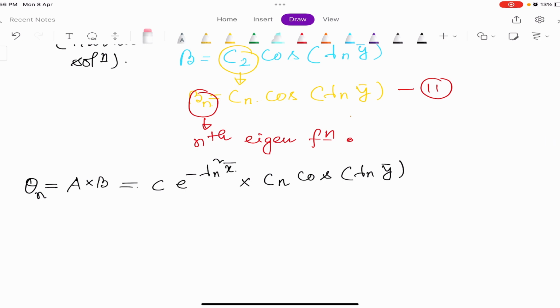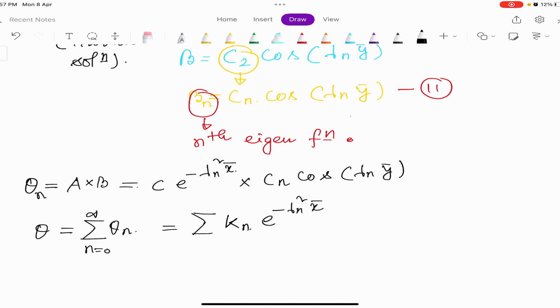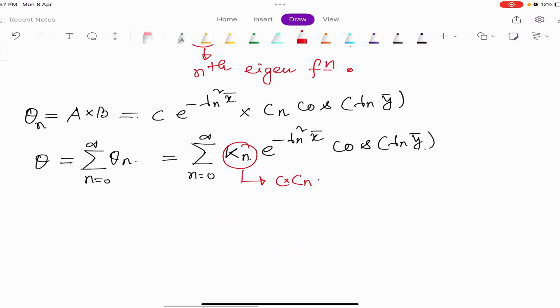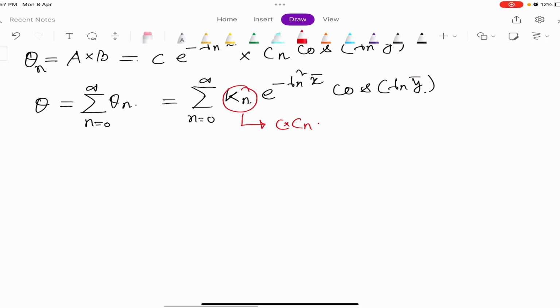Now let me continue. Here the general solution will be theta equal to the summation of theta n for n equal to 0 to infinity, and that I can write as the sum of kn into e to the power minus lambda n square x bar into cos of lambda n y bar, n equal to 0 to infinity, where this kn is equal to c into cn. Now my problem is almost over, but I have to find this kn, right? How can I find this kn?